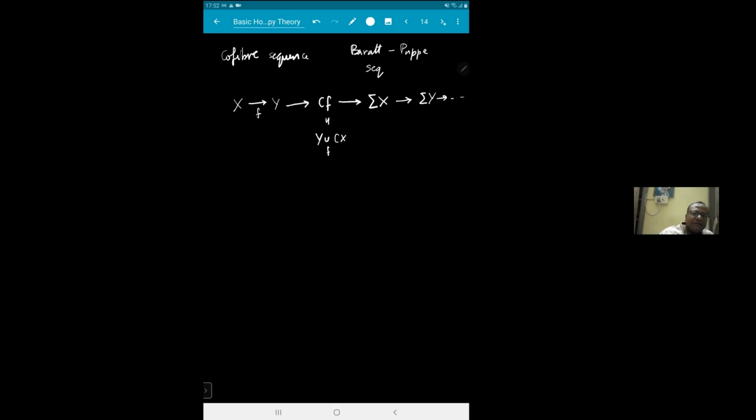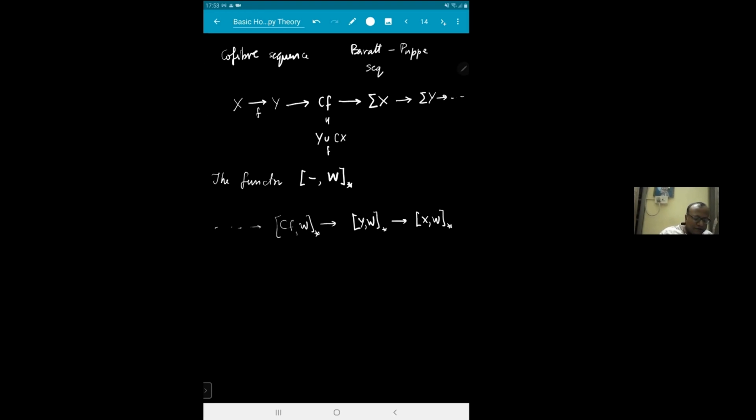Okay, so the next one is the suspension of cone of f, and you realize that if you apply the functor homotopy classes of maps to w, star, this kind of thing, on this sequence, it gives you homotopy classes of maps from x to w, then y to w star, then cone f to w star, and so on.